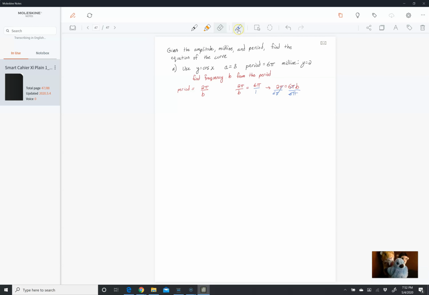You should not have a pi in your frequency. So your b is equal to 2 over 6, or 1/3. Always reduce fractions. So now you have enough to do this, because your amplitude comes first, 3 cosine. Then you have your frequency, which gives you 1/3 x. And then your midline, which is +2.